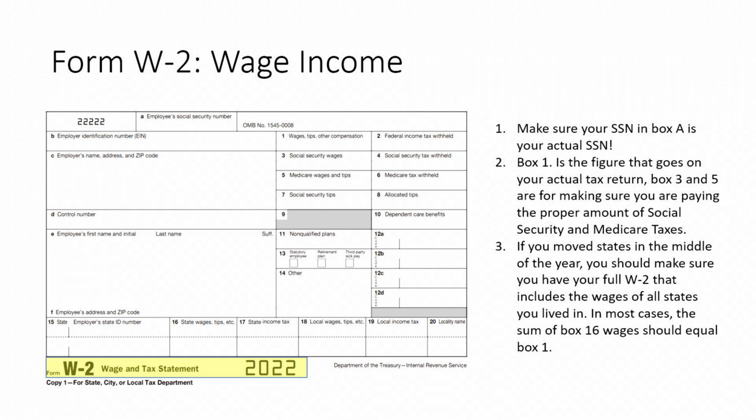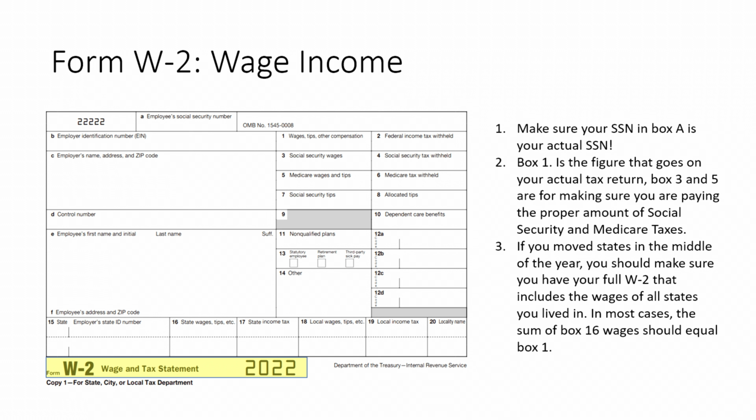Boxes B and C are very basic. That's going to be your company's federal tax ID as well as their name and address. Box E and F will be your name and your address. Box 1 is your income subject to federal income tax. Box 2 is going to be how much federal income tax you withheld during the year from your paycheck.